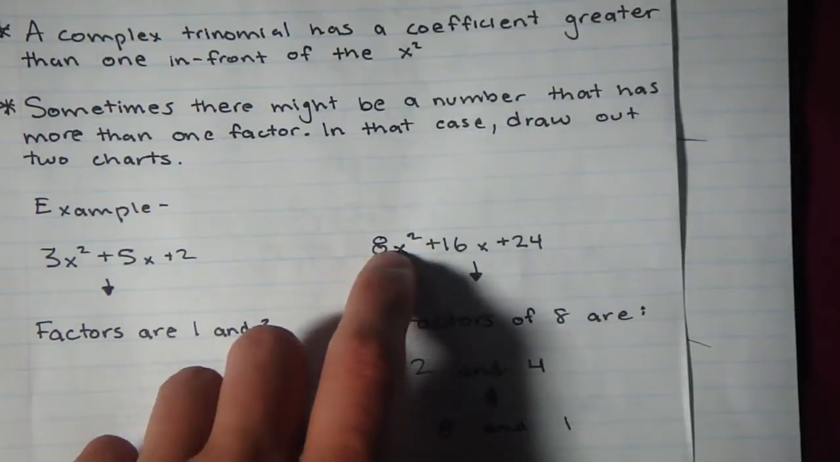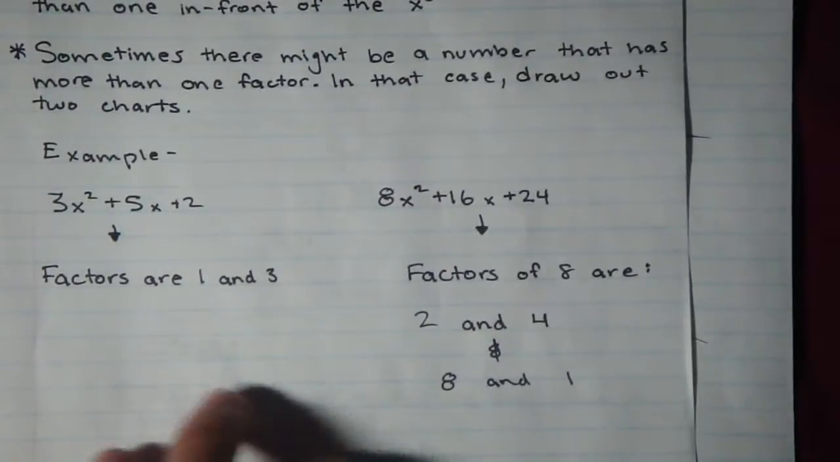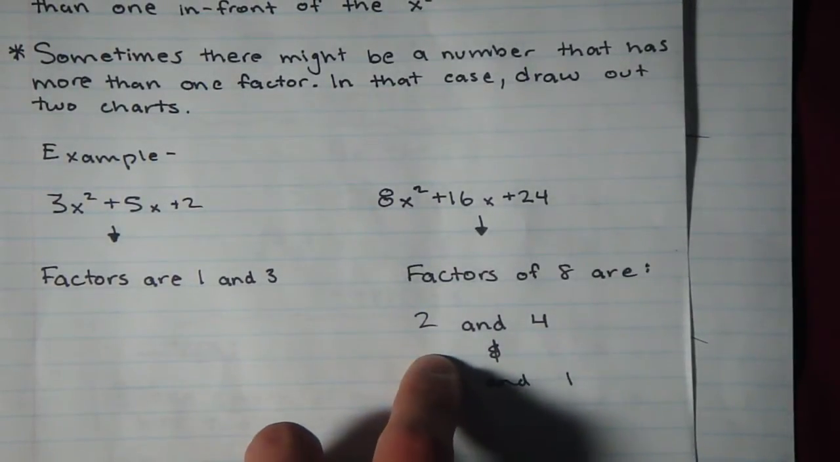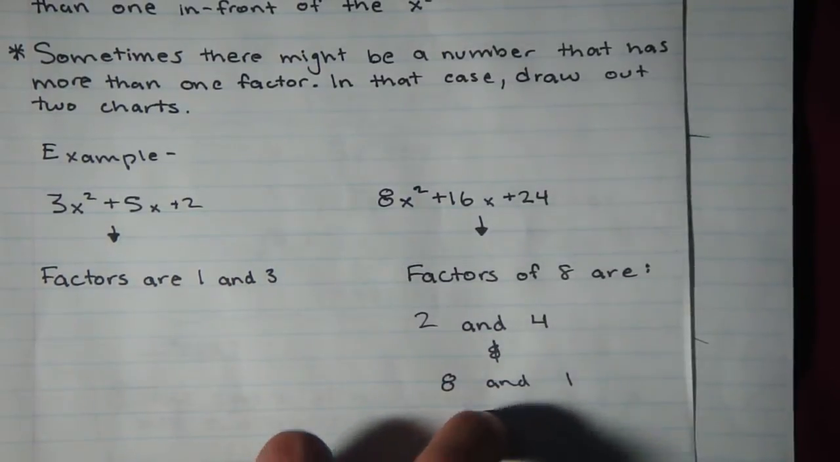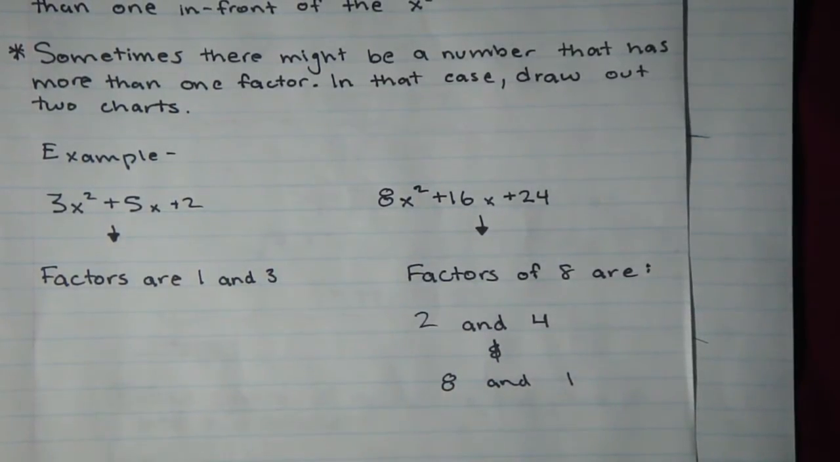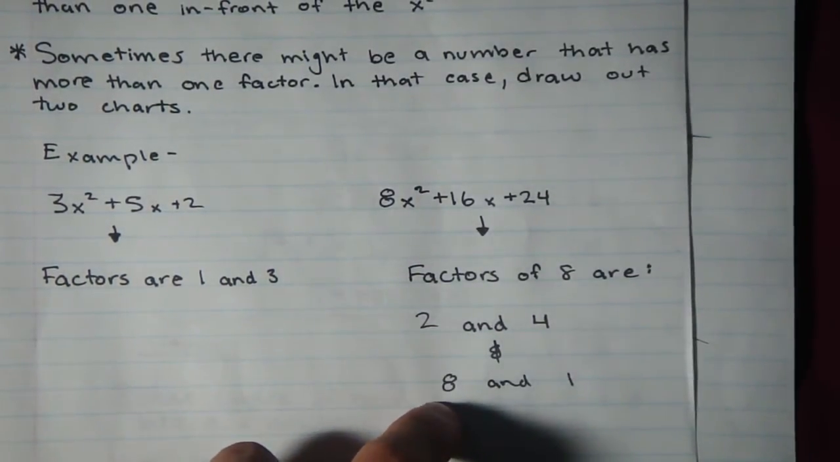However, if you have a bigger number, it means that there are more factors. Example, the factors of 8 are 2 and 4, and 8 and 1. So in this case, you have to draw two charts, one for 2 and 4 and one for 8 and 1.